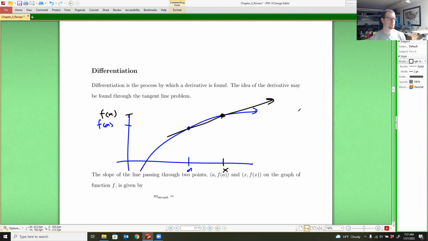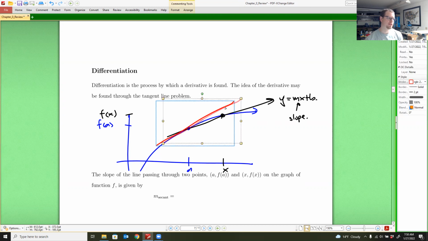Remember that we have y equals mx plus b for the equation of a line, where m is the slope. So the slope of this particular line is the slope of this secant line. But what we would like is the slope of the tangent line. A tangent line is a line that only touches at 1 point.